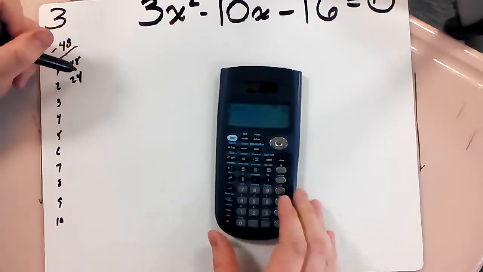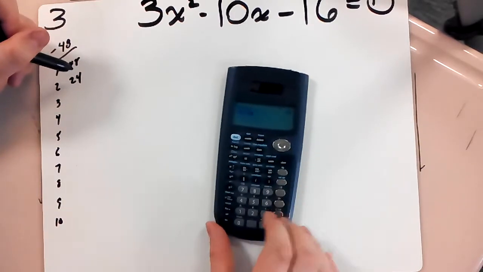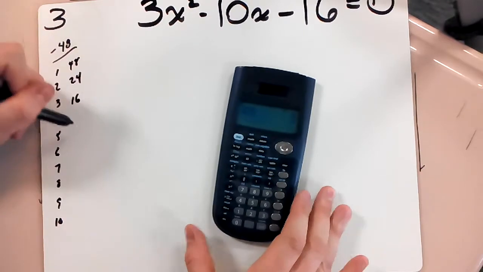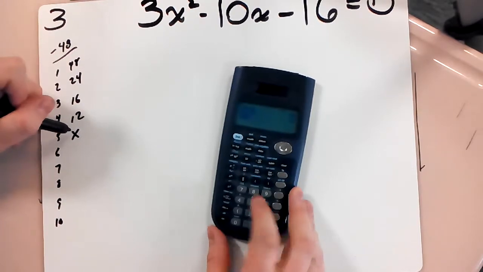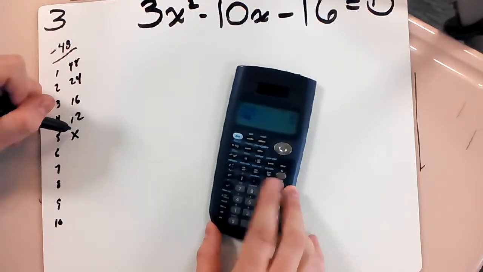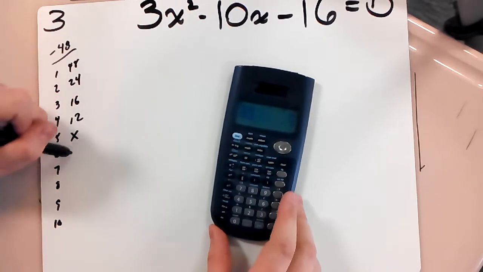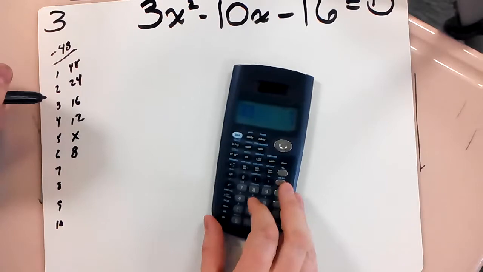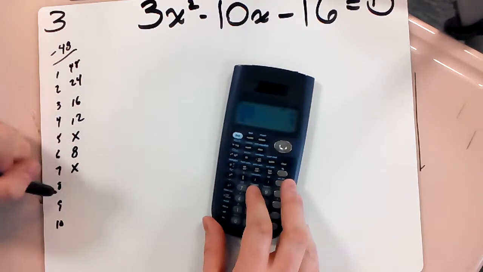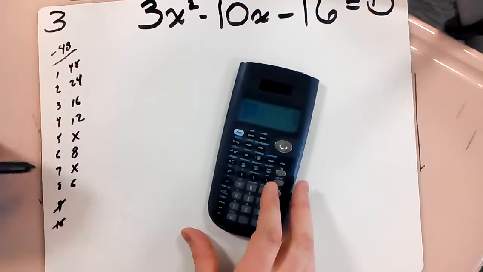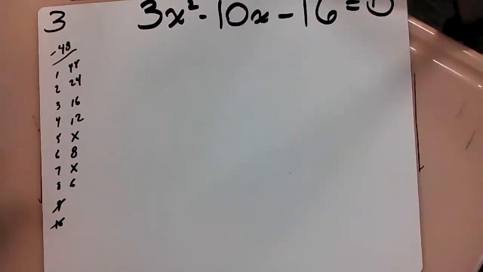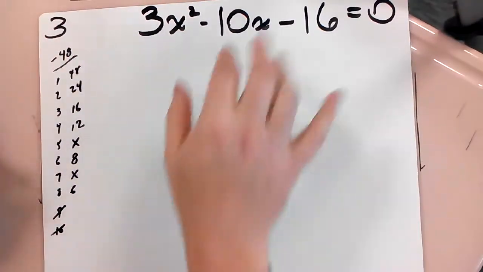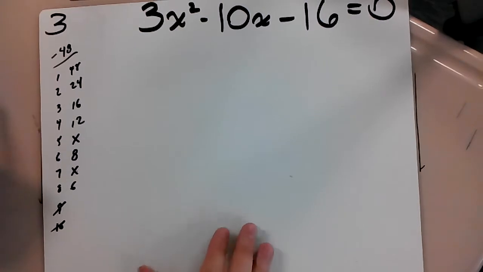2 and 24. Let's see, 48 divided by 3 is 16. That won't do it. 48 divided by 4 is 12. That won't do it. 5 won't work. 48 divided by 6 is 8. That won't do it. 48 divided by 7 won't work. Then 8 by 6, so I've repeated, and none of these will add up to 10. That only took me 30 seconds to check to see if this would work. Now, that's not going to work, so I have to use the quadratic formula.